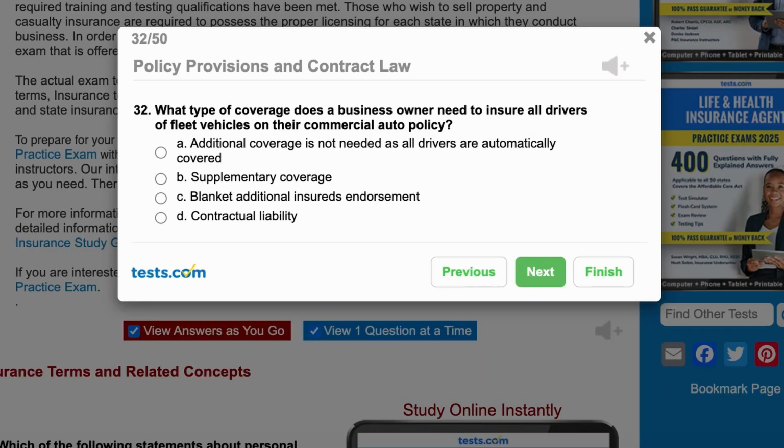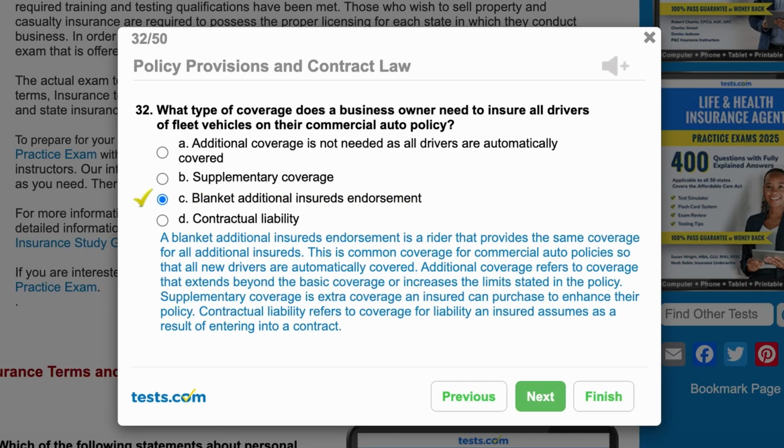Question 32. What type of coverage does a business owner need to insure all drivers of fleet vehicles on their commercial auto policy? A. Additional coverage is not needed, as all drivers are automatically covered. B. Supplementary coverage. C. Blanket additional insured's endorsement. D. Contractual liability. C. Blanket additional insured's endorsement.